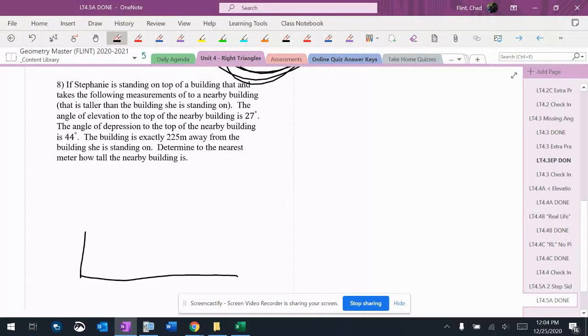Let's draw a building standing up here. We'll put an S for Stephanie. And there's another building nearby that's taller. Whoops, let's not make it included. There's a taller building right there. So she's up there. The angle of elevation.